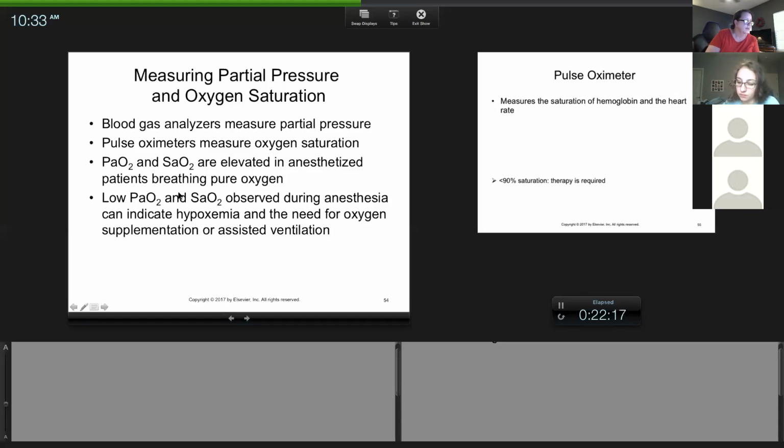If these numbers are low during a blood gas, it can indicate hypoxemia, which means they're not getting enough oxygen. And you either have to give more oxygen or potentially assist ventilation. You're going to push the oxygen in.